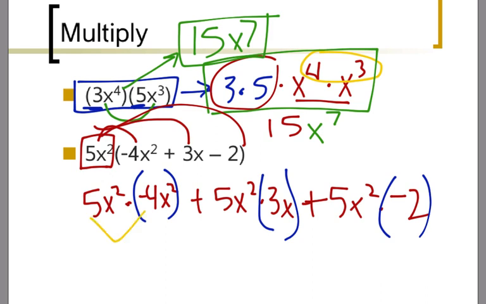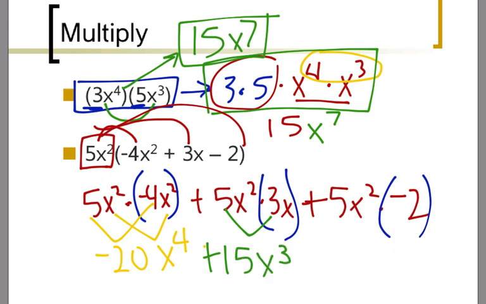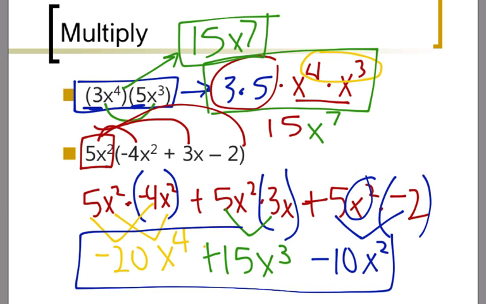I do my numbers first, and I get negative 20. And then I do my variables. It gives me x to the fourth. And I added those. I didn't times to get 4. I added. And then plus, I multiply my numbers to get 15. Multiply the variables, and there's a 2 and a 1, so I get 3. And then I have 5 times negative 2, which is negative 10. And then there's no variable to multiply, so I just write x squared, because there was an x squared here. And that is distributing and multiplying those polynomials.